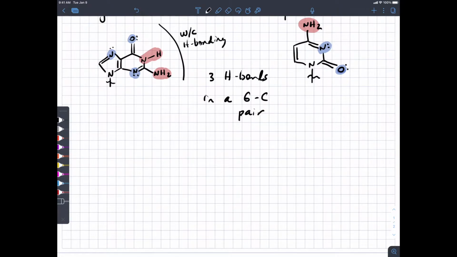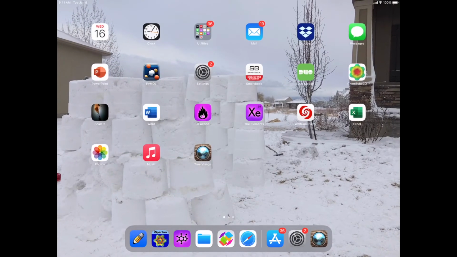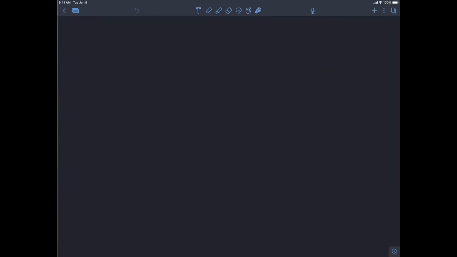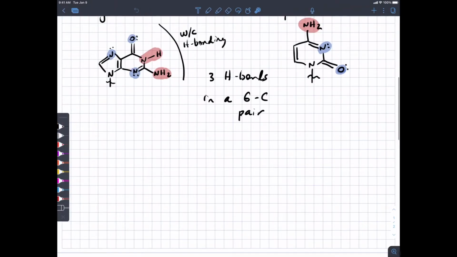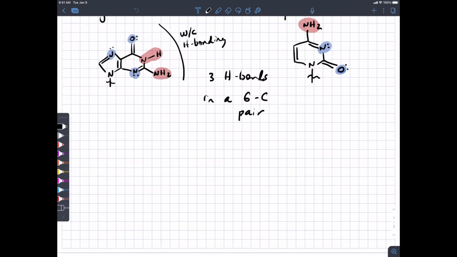So what we're going to draw here is a CG pair. So cytosine, the abbreviation is C. All right, something's funny here, so we're going to have to delete and start again. All right, that's better. All right, so we're going to draw a CG pair.